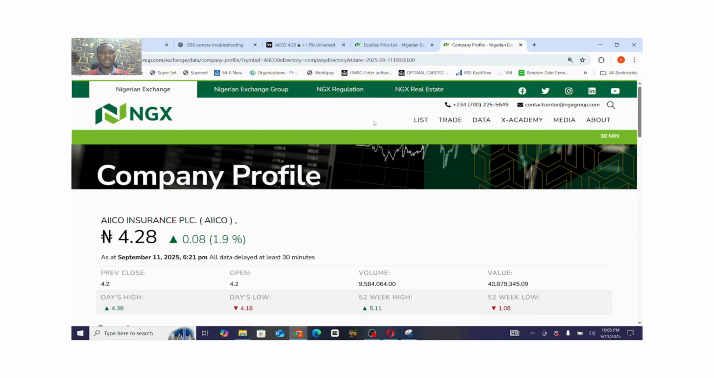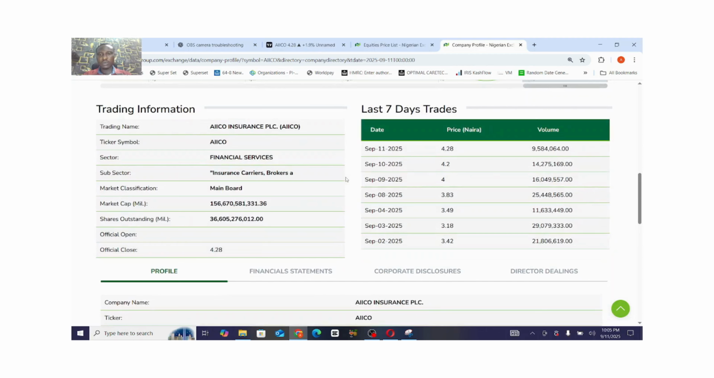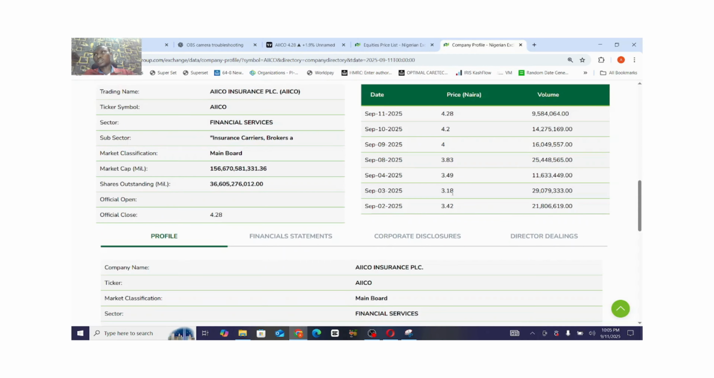If you look at what is happening in this AIICO, see, it has done 3.42, 3.18, 3.49, 3.83, 4, 4.2, 4.28. It has been going up, right? So ordinarily, people will tell you that, oh, this is the stock that is hot now, let me just go and invest in it, without taking their time to know how far it will likely go and when it will start dropping. So that is why you are watching this video and listening to what I'm saying. You don't just invest based on market sentiment. You don't just invest because the stock is hot. That is not the best time if you ask me.